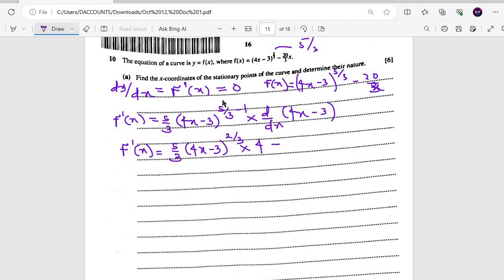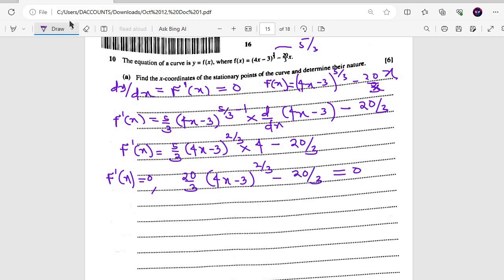Now the second term is 20x over 3, so when you differentiate 20x over 3, we have 20 over 3. So minus 20 over 3. I remember that at a stationary point, dy/dx is 0. So our dy/dx is 5 times 4, 20 over 3, (4x - 3) raised to the power 2 over 3, minus 20 over 3, equal to 0.